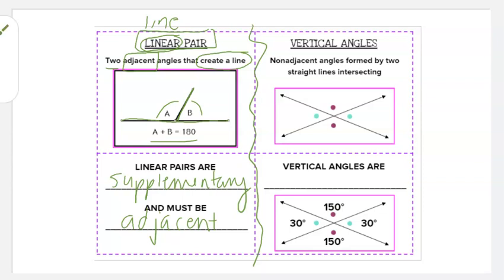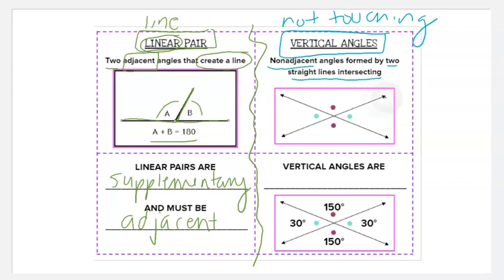And if we go on the other side, vertical angles, if you did lesson 4.0, you have a head start, but vertical angles are non-adjacent, so not touching. If you remember that for vertical angles, that'll be very helpful. Formed by two straight lines intersecting. So here we have two lines intersecting.